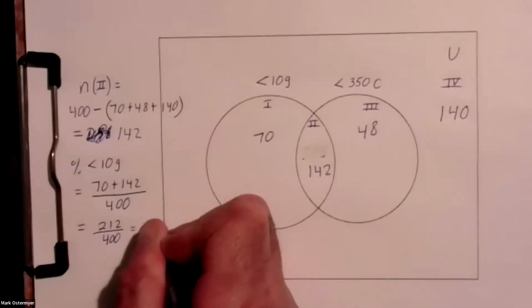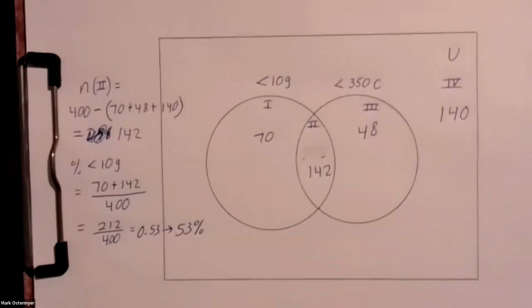Point five three. So as a percent, that would mean 5.3. Okay, as a percent, then it would be what? 53% of the entrees had less than what? 10 grams of fat, correct?